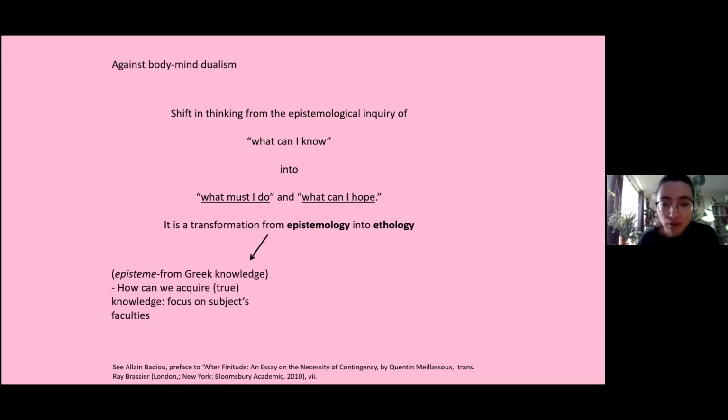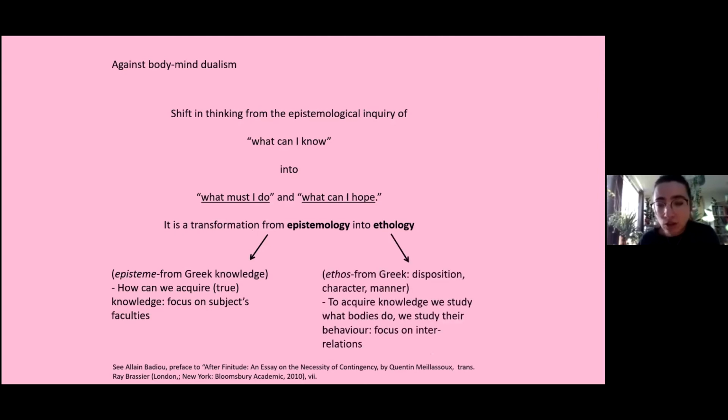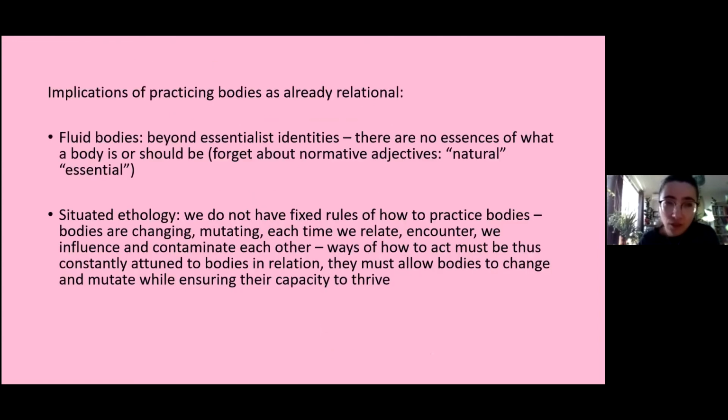Here, just as a reminder, epistemology is focusing on knowledge, while ethology is focusing on the relationality of bodies, relationality as a condition of our bodies, and therefore, in order to understand our bodies, we need to investigate the implication of this relationality, the conditions of this relationality. So, a more ecological understanding of bodies. All right, so implication of practicing bodies as already relational. And here we are already within the ethical discussions.